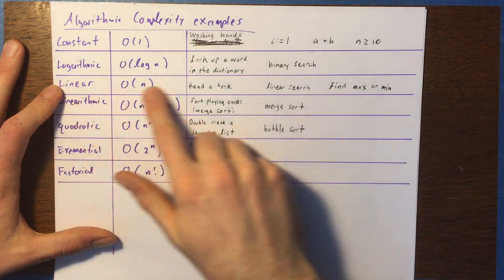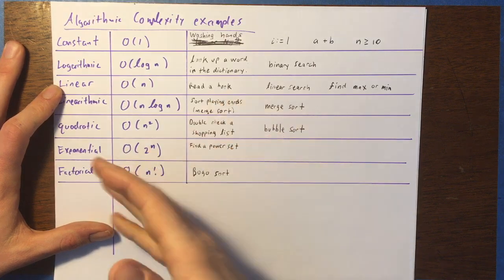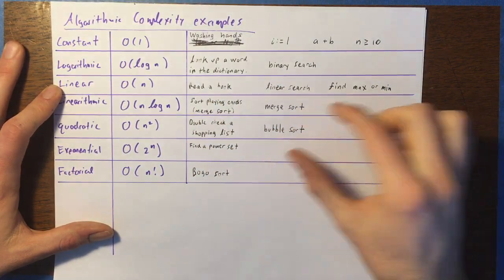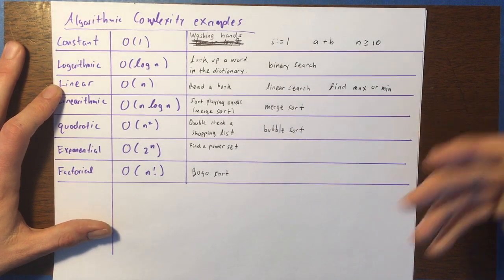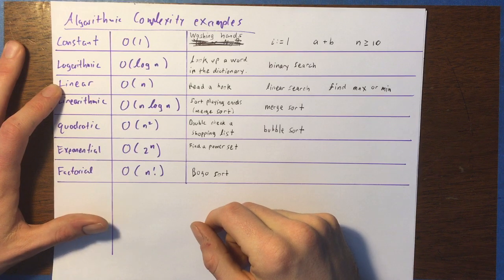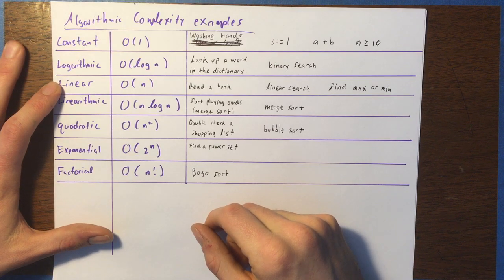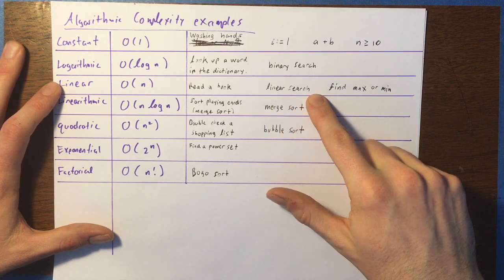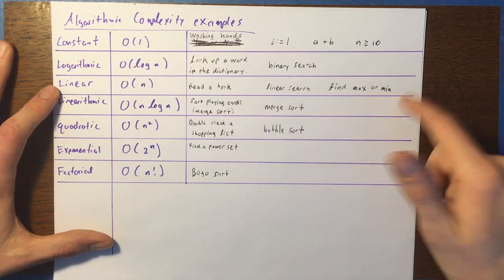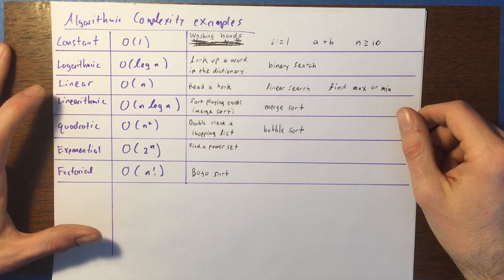Linear would be like reading a book. It takes all n pages and it's maybe some constant time for each page based on how fast you read. But that would be a linear algorithm. Linear search is something we know is linear. Also, finding a maximum or a minimum is an example in the textbook, which is a linear algorithm as well.